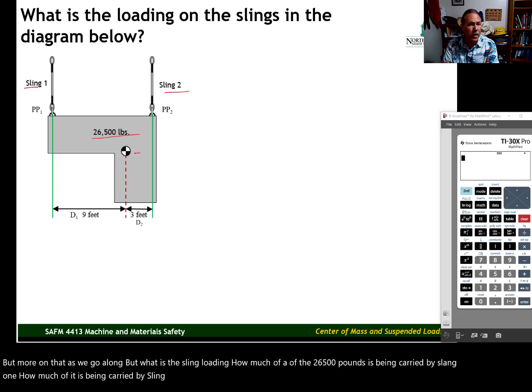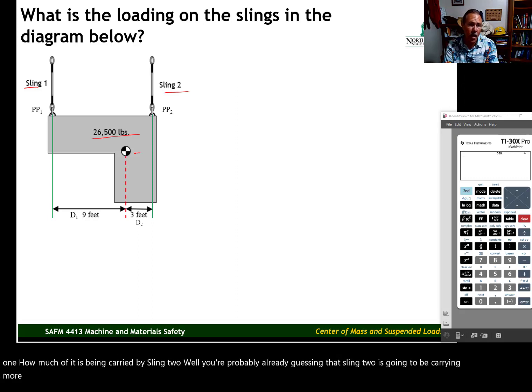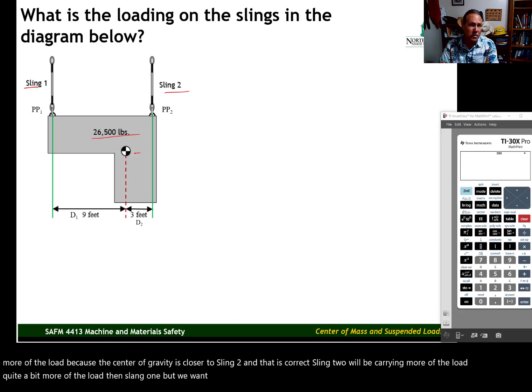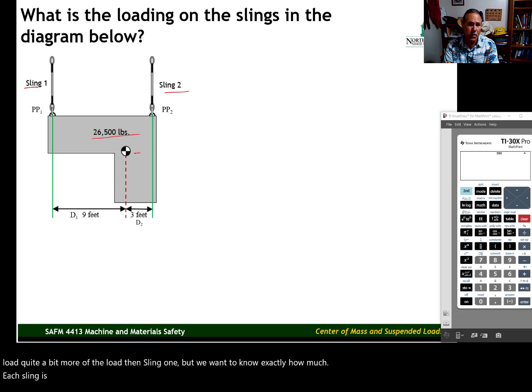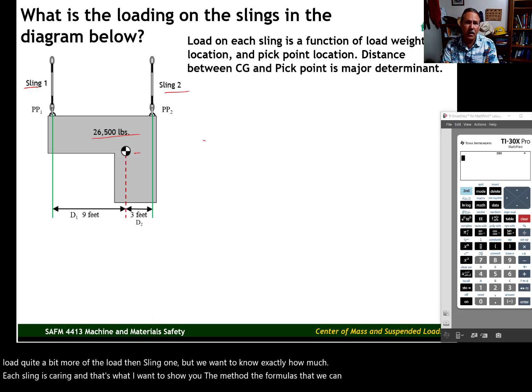Well, you're probably already guessing that sling 2 is going to be carrying more of the load because the center of gravity is closer to sling 2. And that is correct. Sling 2 will be carrying more of the load, quite a bit more of the load than sling 1. But we want to know exactly how much each sling is carrying. And that's what I want to show you, the method, the formulas that we can use to do this calculation.